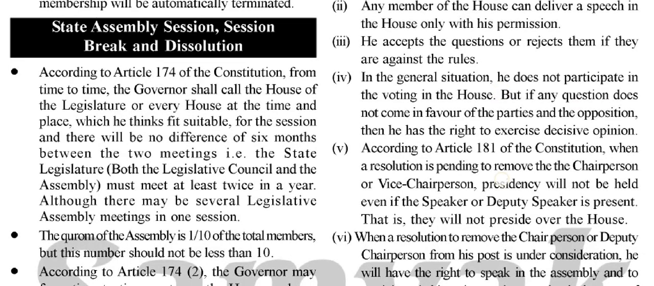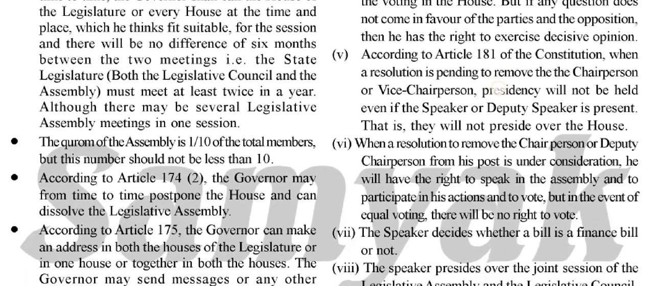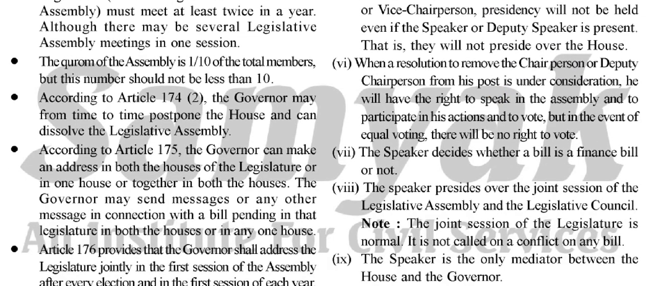State Assembly session, break and dissolution. According to Article 174 of the Constitution, from time to time, the governor shall call the House of Legislature or every house at the time and place which he thinks suitable for the session, and there will be no gap of more than 6 months between 2 meetings, i.e. the state legislature, both the legislative council and the assembly, must meet at least twice in a year, although there may be several legislative assembly meetings in one session. The quorum of the assembly is 1/10 of the total members, but this number should not be less than 10.